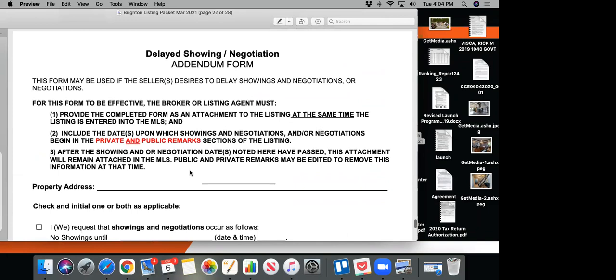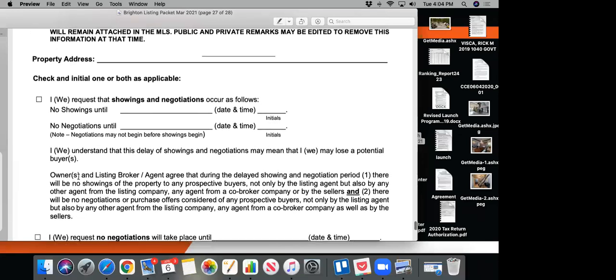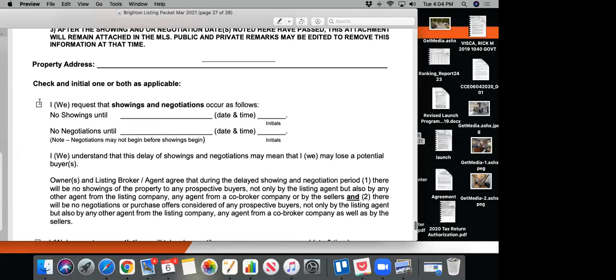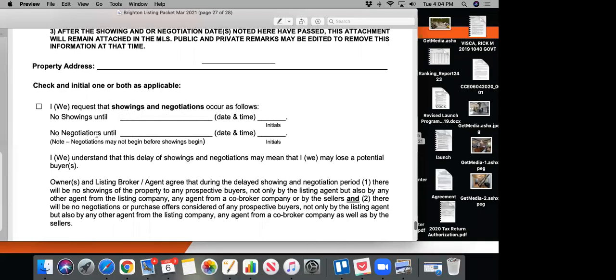Now, in this day and age, there's a lot of delayed showings and delayed negotiations. Let's say you want to put this property on the market on Tuesday, but you don't want any showings to happen until Thursday. Here, you would say that, and then let's say start Thursday, but you're not going to look at any offers until Monday. That's delayed negotiation. This is where the seller has to fill out no showings until the Thursday date and no negotiations until the Monday date.